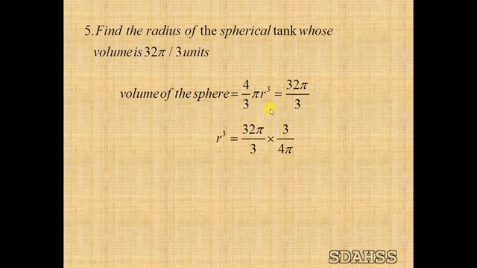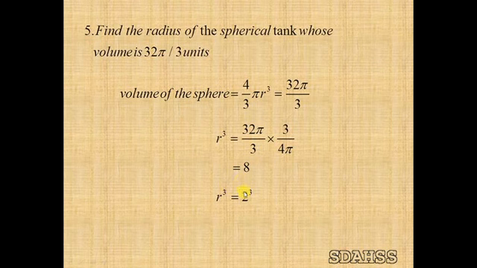So r cube is equal to 32 pi by 3, then cross multiply 3 by 4 pi. 3 cancel. Pi cancel. Cancel by the 4 table. Here 1 time, here 8 time. R cube is equal to 8.